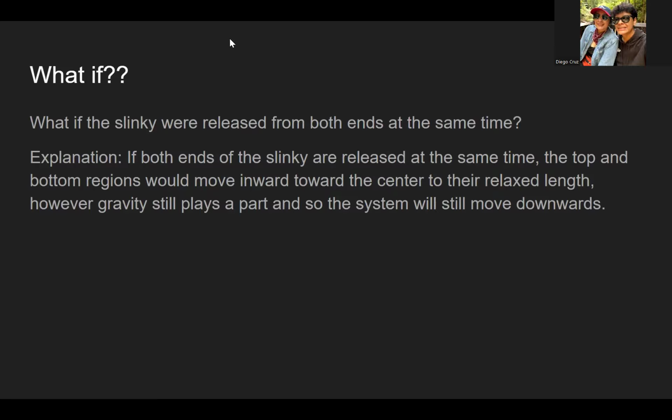And so just the last what if question: what if the slinky were released from both ends at the same time? Like if me and my friend were holding it, one from the top, one from the bottom, what would happen if we let go at the same time? The top and bottom would both move inward, as a slinky is a spring and the spring wants to move back to its relaxed length, but gravity still plays a part in the system. So overall it would move downwards, either A, once they both reach the middle, or B, as they reach the middle.